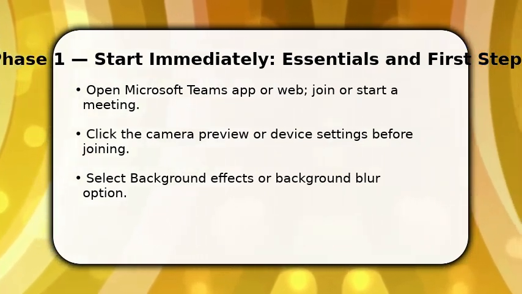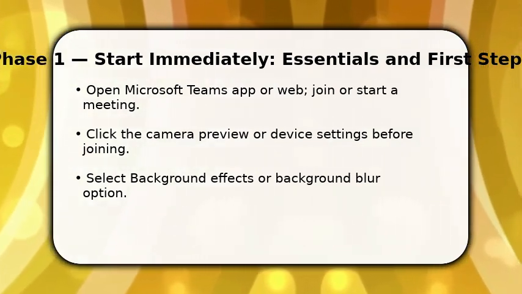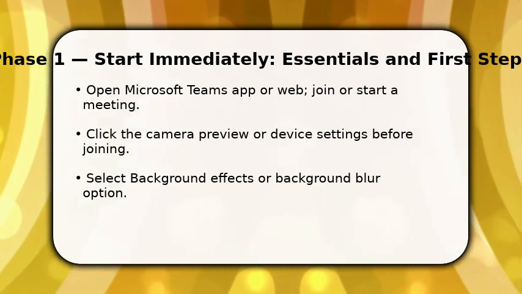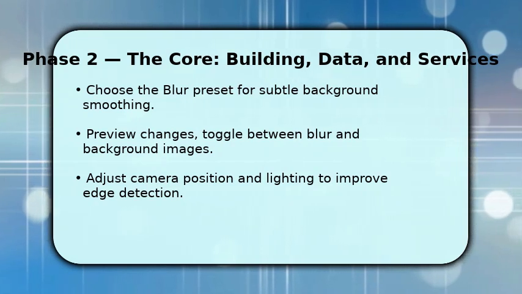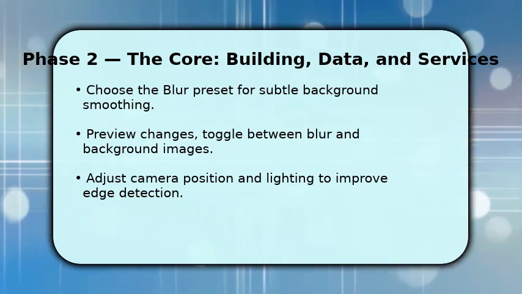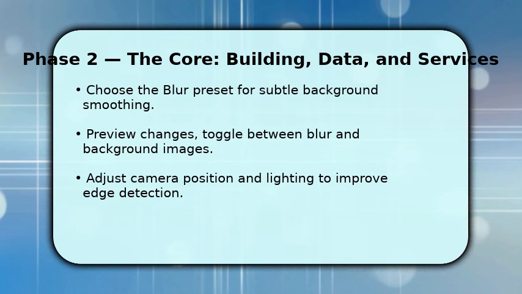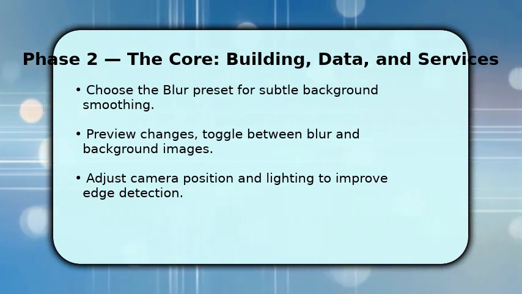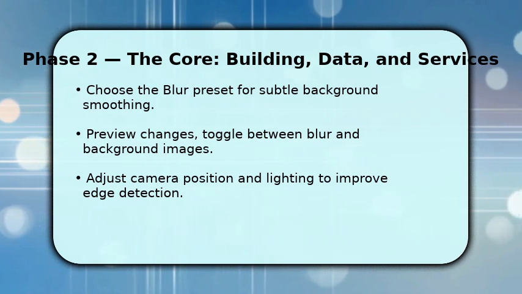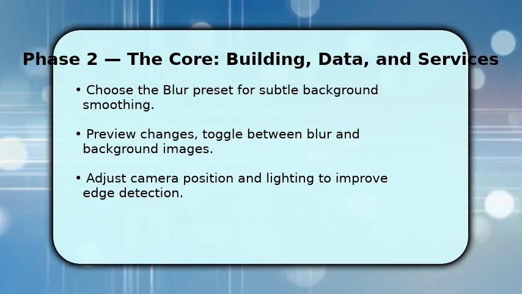Make sure your face is well lit and centered so the algorithm can detect you accurately and apply a clean blur. Once you see the background effects pane, select the blur preset to soften the scene behind you without replacing it. You can preview the effect to confirm edges are crisp. If they are jagged, slightly adjust your distance from the camera and improve lighting.